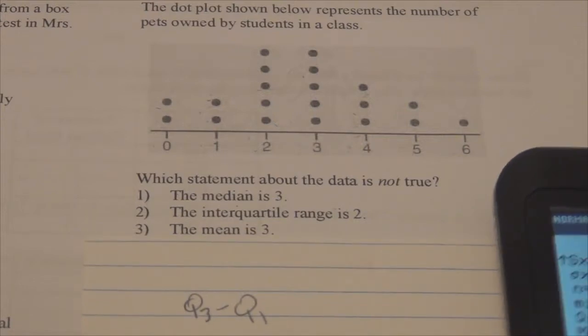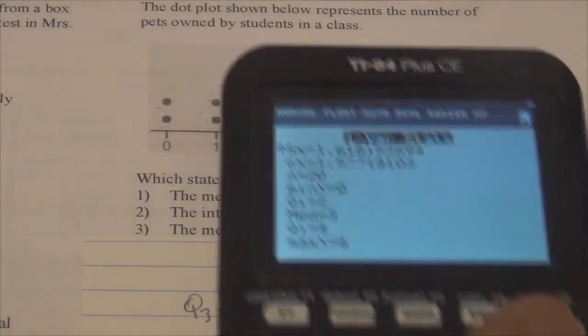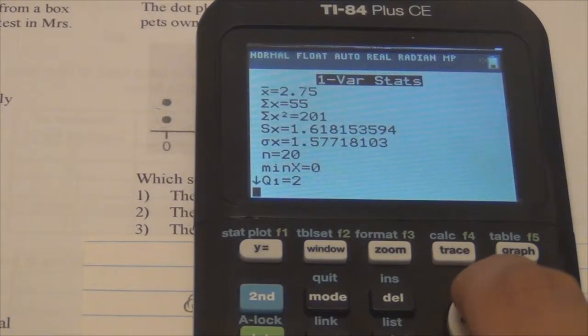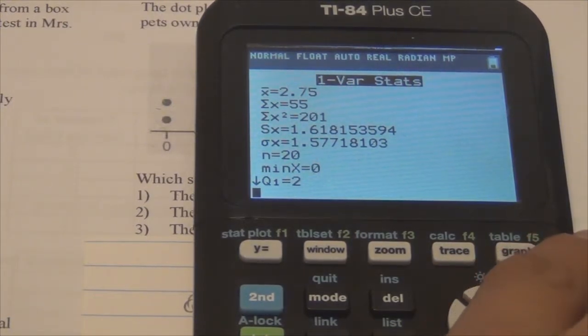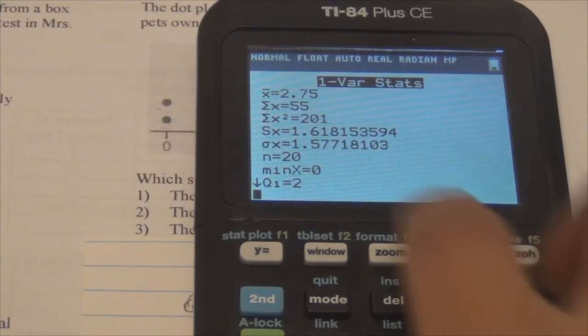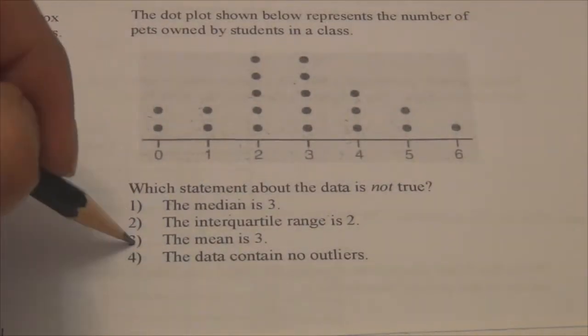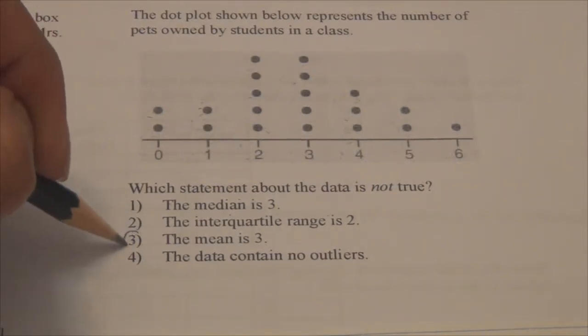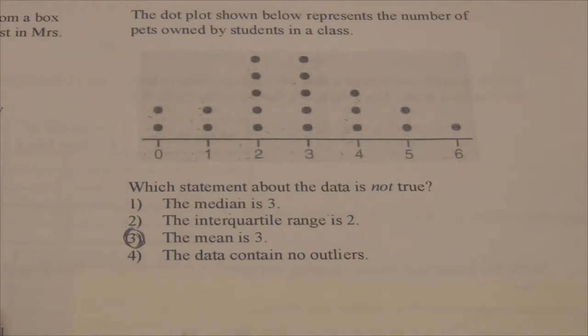The mean is 3. Is the mean 3? Well, let's take a look at the mean. We move all the way up to x bar, and we find that the mean is actually 2.75. See that? 2.75. So the mean is not really 3. So then you know what? This is our answer.